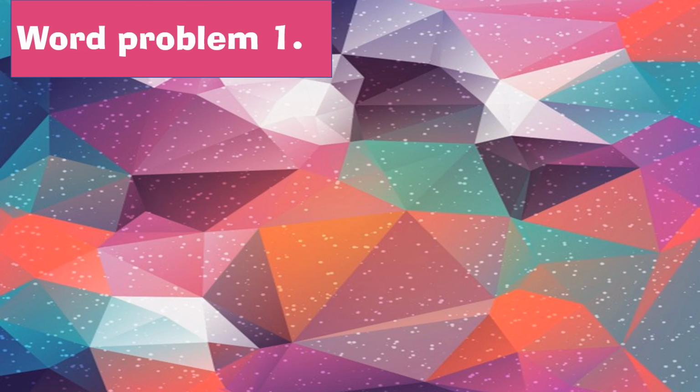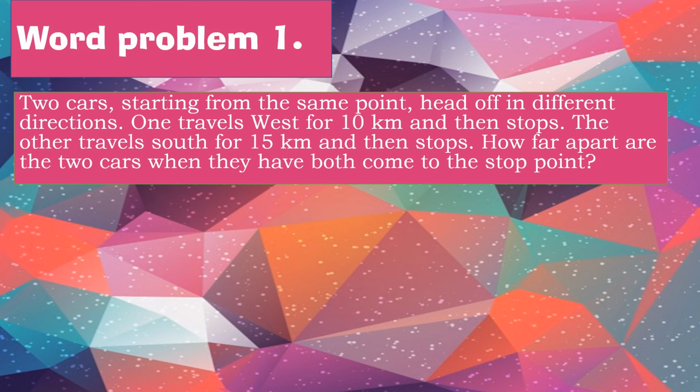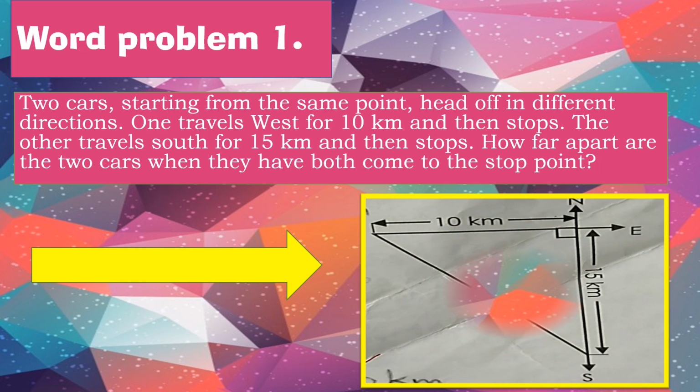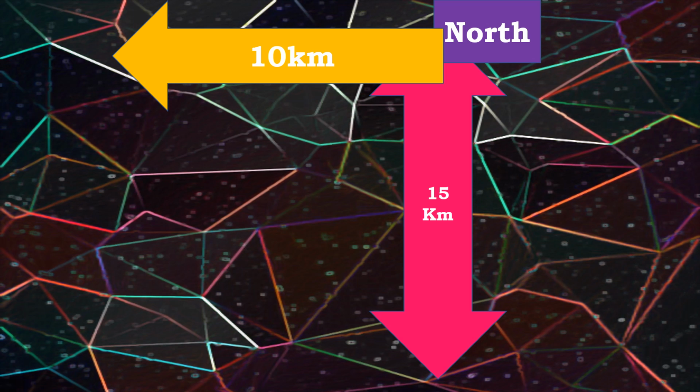Let's try to answer word problem number 1. The question: we have here two cars starting from the same point, head off in different directions. One travels west for 10 kilometers and then stops. The other travels south for 15 kilometers and then stops. How far apart are the two cars when they have both come to the stop point? And this is the diagram.